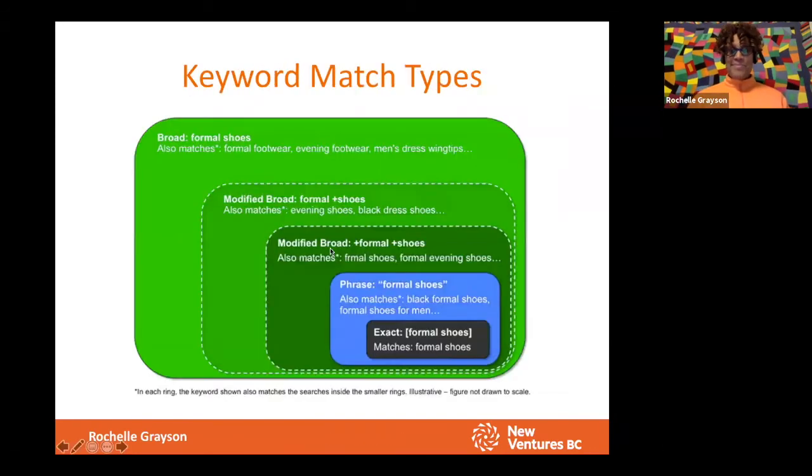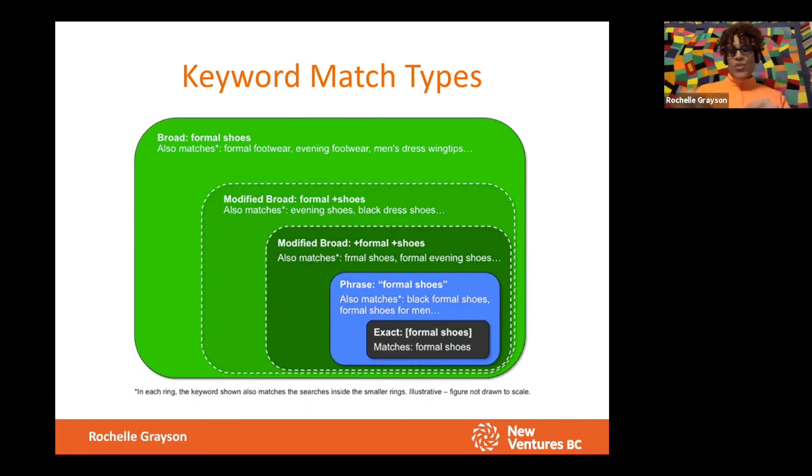Great. Now, one of the things I just want to briefly mention is that there are different kinds of keyword matches. Generally for Google Ads, the broad keyword match is the default, and it matches very broad similarities. So if you said, I'm going to bid on formal shoes, a broad match would also include formal footwear, evening footwear, men's dress wingtips. Google's really smart, so you don't have to think of all the different variations.